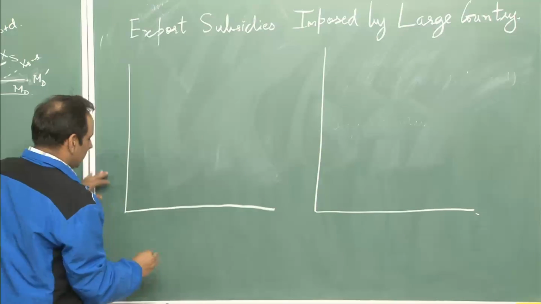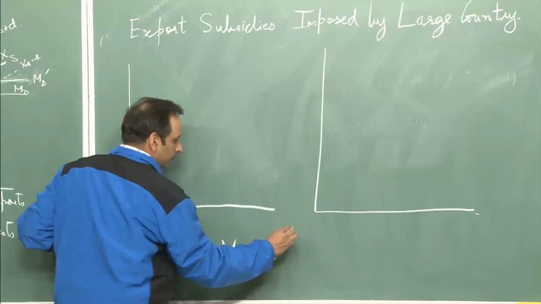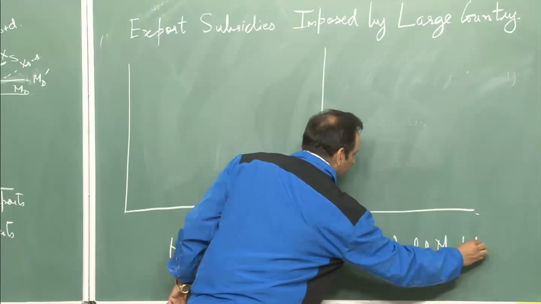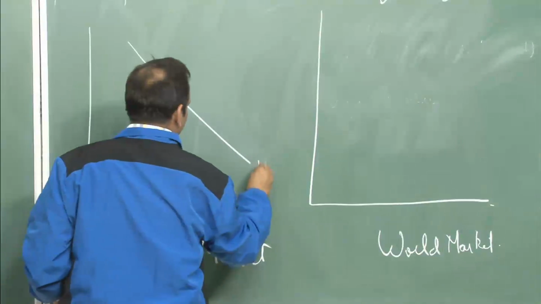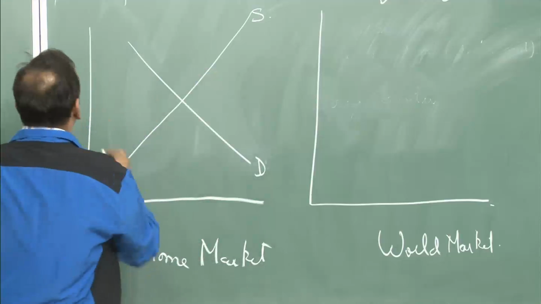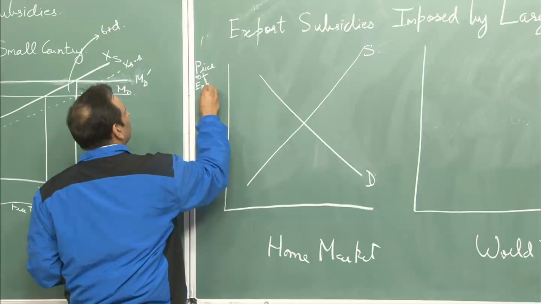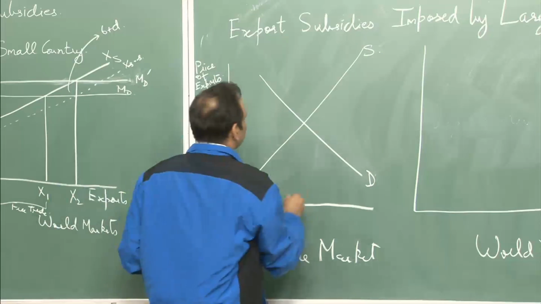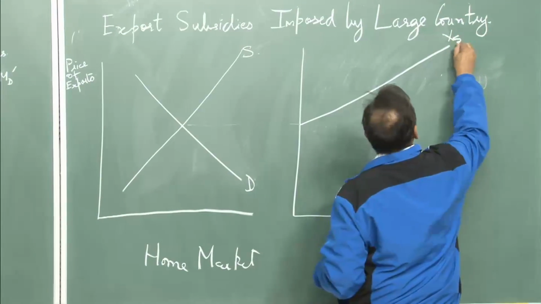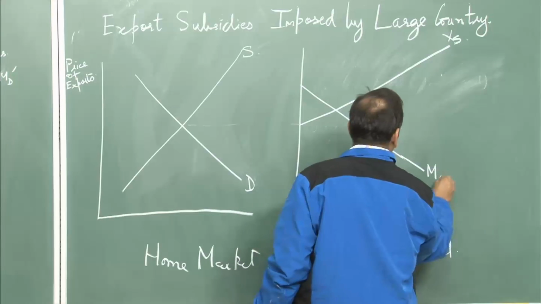So this is the large country, so you have the home market and you have the world market. You make the demand curve, you have the supply curve, this will be the price of exports, this will be the export supply curve, this will be the import demand curve.